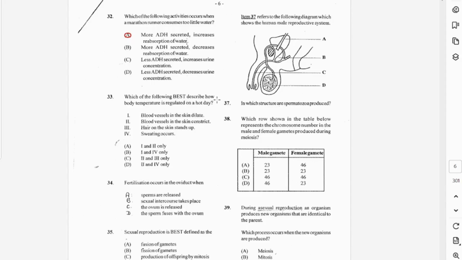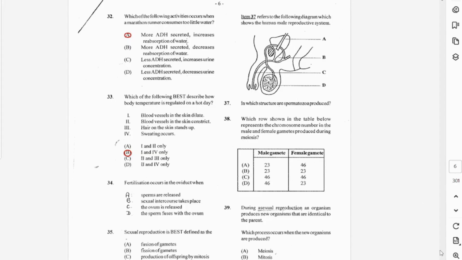Which of the following best describes how body temperature is regulated on a hot day? So 1, blood vessels in the skin dilate. 2, blood vessels in the skin constrict. Number 3, hair on the skin stands up. Or 4, sweating occurs. So the answer for number 33 is B, 1 and 4. So the blood vessels in the skin dilate and sweating occurs.